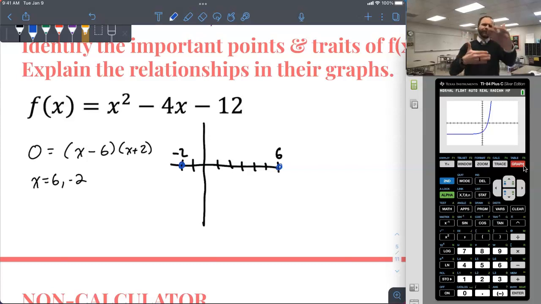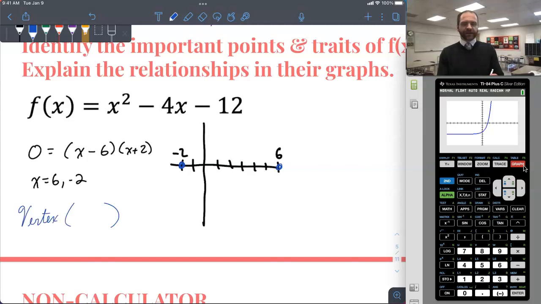Now, why is that helpful? What other important parts are there to a quadratic? A vertex. A vertex is an important part of a quadratic. Well, where is the vertex located? I can memorize the axis of symmetry formula, x equals negative b over 2a, or I can realize if I have the solutions, it is going to be the midpoint. So what number is halfway between negative 2 and 6? The halfway number is going to be 2. Add them together, I get 4. Divide by 2, you get 2.